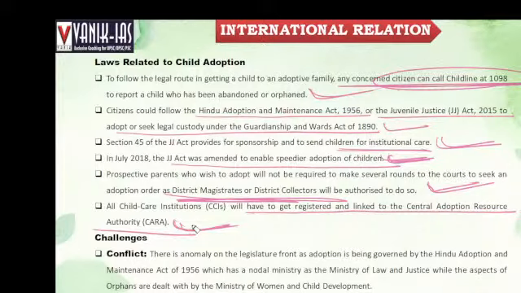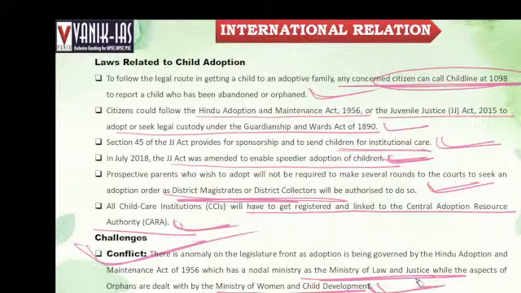So what are the challenges? There is an anomaly on the legislative front. Adoption is governed by the Hindu Adoption and Maintenance Act 1956, which comes under the Ministry of Law and Justice, while aspects of orphans are dealt with by the Ministry of Women and Child Development. So there is a conflict of responsibilities between the two ministries.